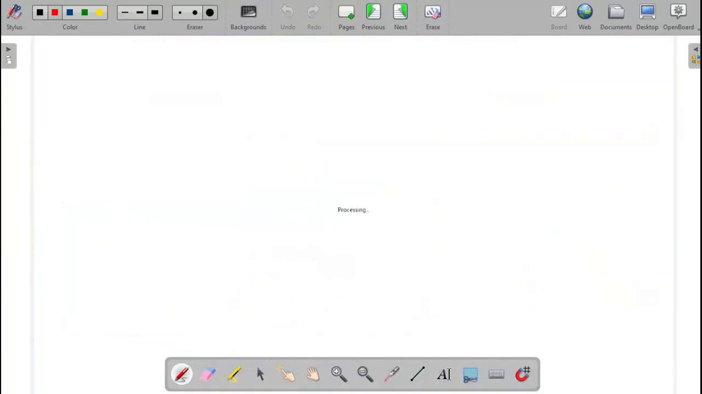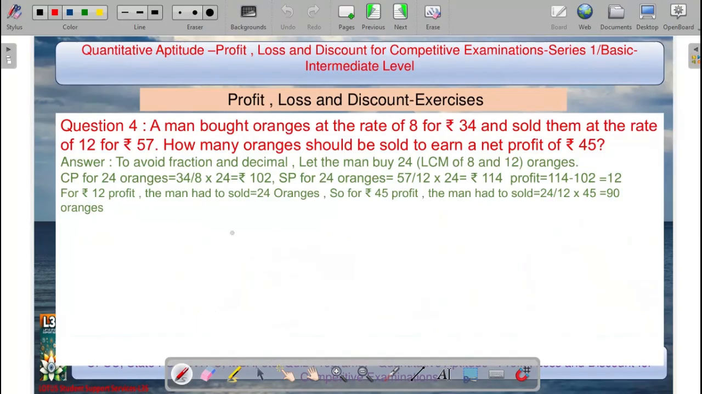Let's move to the next one. A man bought oranges at the rate of 8 for rupees 34 and sold them at the rate of 12 for 57. How many oranges should be sold to earn a net profit of rupees 45? So again in this case, the rates are 8 and 12. So first we will take the LCM of 8 and 12.